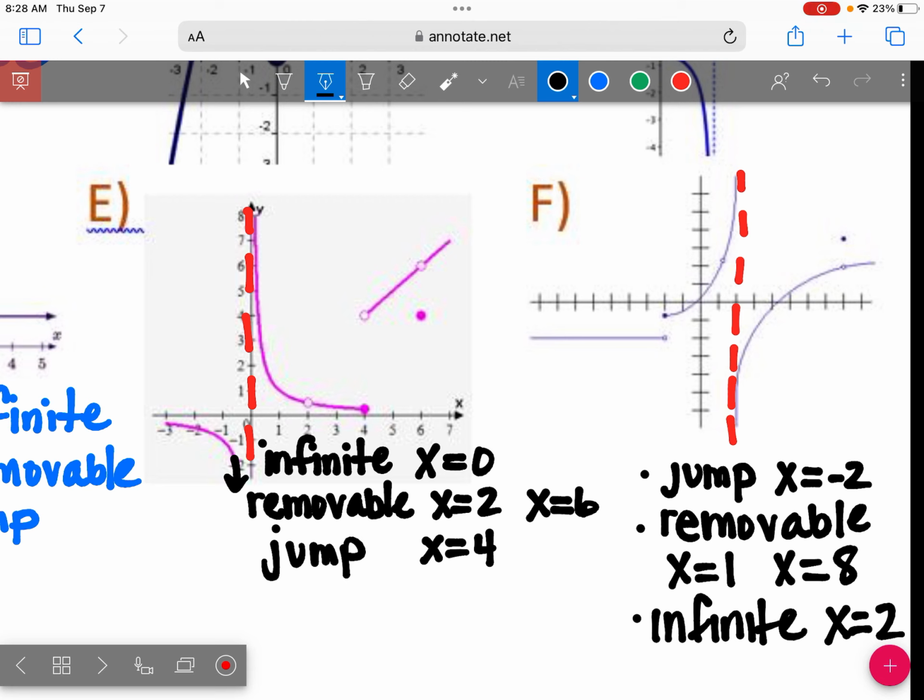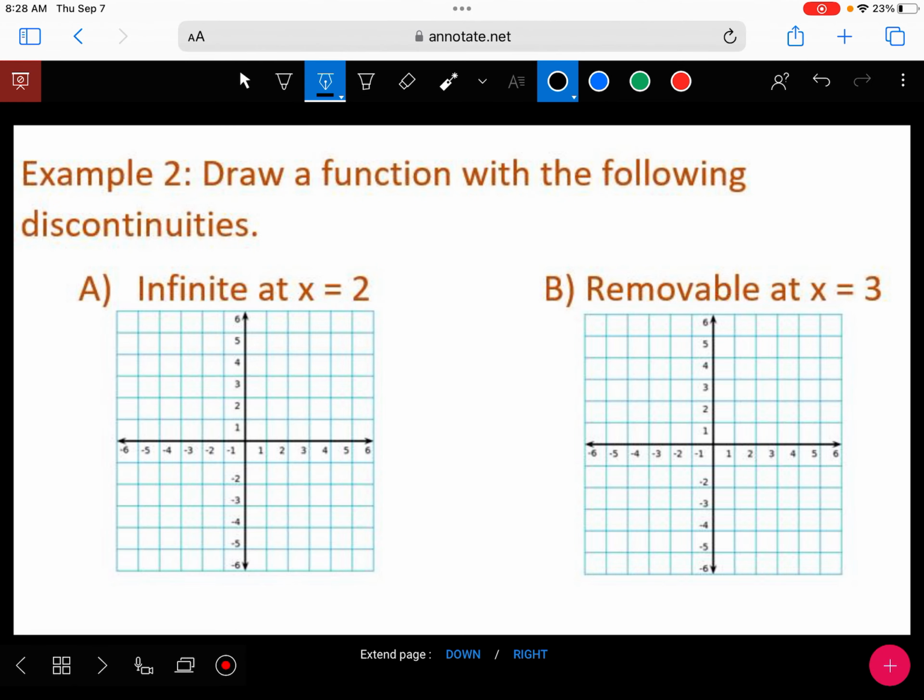So now it's time for you to create. I'm going to come around and check, but I want you to draw me an infinite discontinuity. I suggest you use a pencil. And a removable. So I want you to draw an example of an infinite discontinuity at x equals 2 and a removable at x equals 3. I'm just going to quickly come by and see what you create and tell you if it would pass the vibe check on the quiz next week. So go ahead and draw A and B, and then I'll come around.